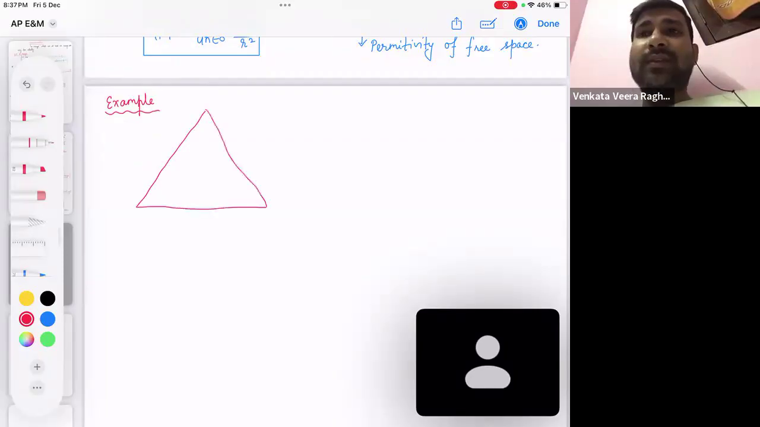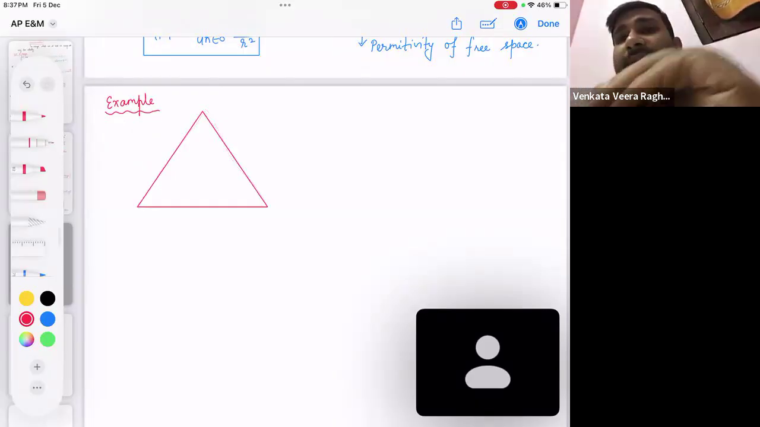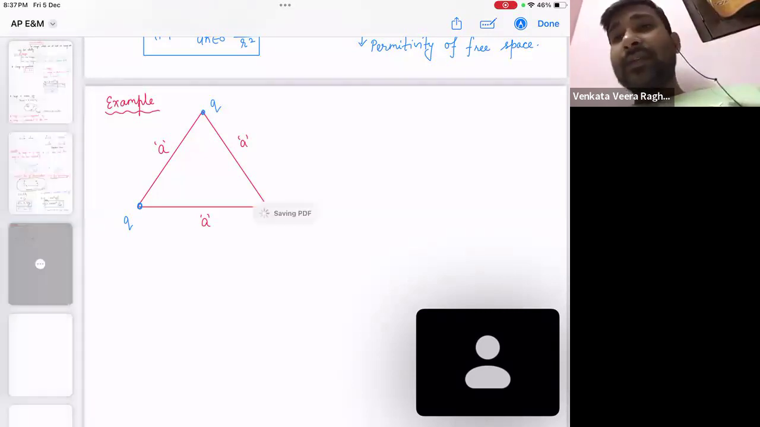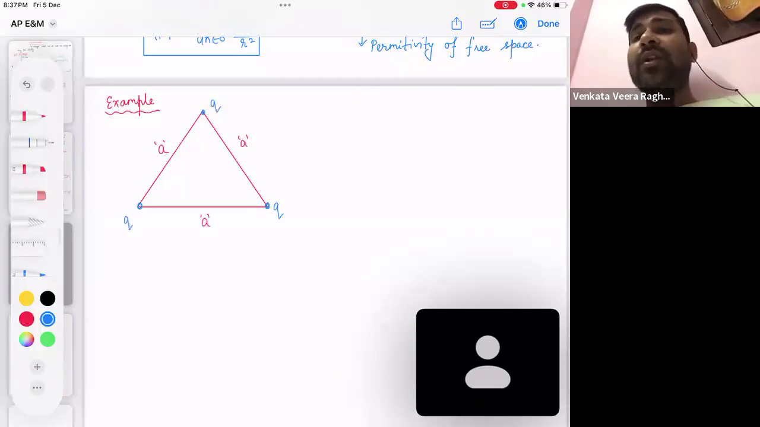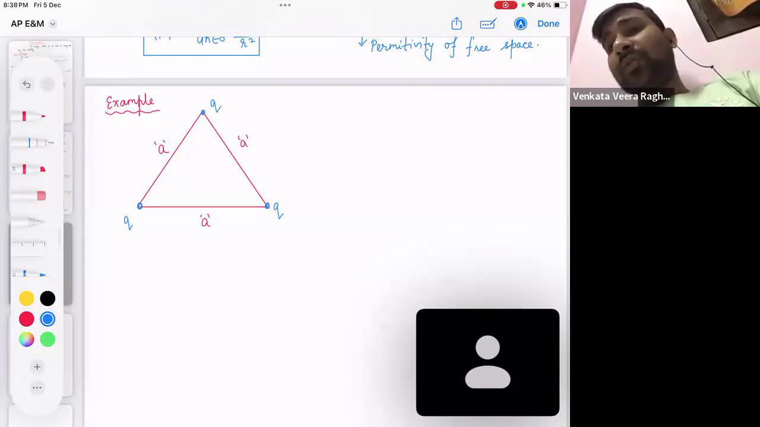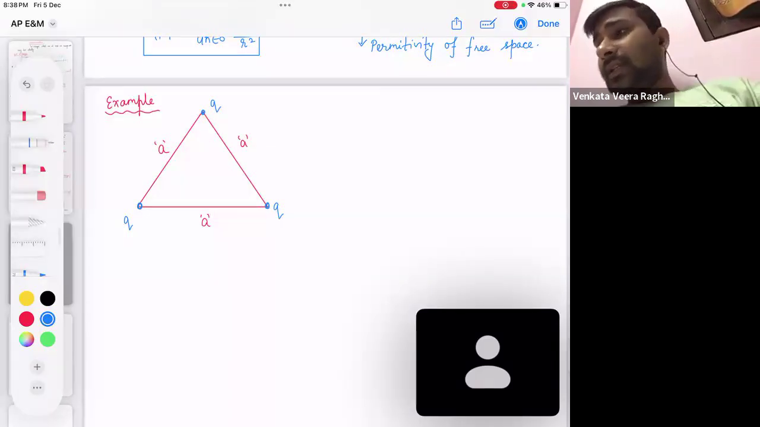See, in the question, what is given to us? An equilateral triangle is given. The side of the equilateral triangle is A, and at the three corners of the equilateral triangle, three point charges are kept. Now they are asking, find the net force on one of the charged particles. Find the net electrostatic force on one of the charged particles.